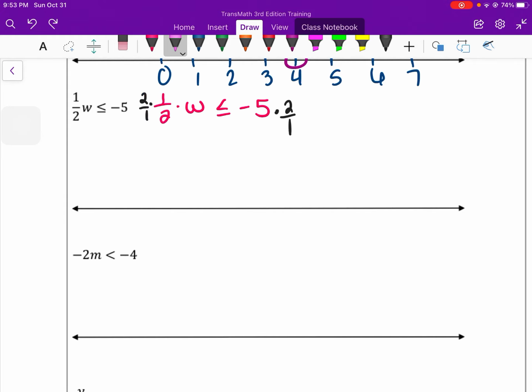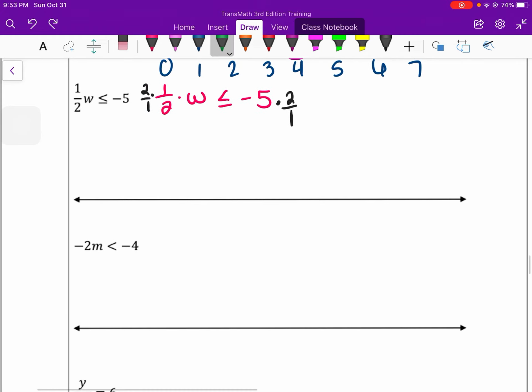2 over 1 times 1 over 2 equals 1. We get 2 over 2. So we just get W left on this side, less than or equal to. We multiply over here. Negative 5 times 2 over 1 is the same thing as negative 5 over 1 times 2 over 1. Multiply fractions across the top. Negative 5 times 2 is negative 10, and 1 times 1 is 1. Negative 10 divided by 1 is negative 10.